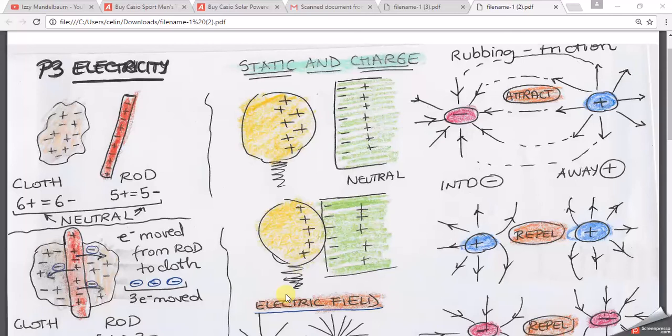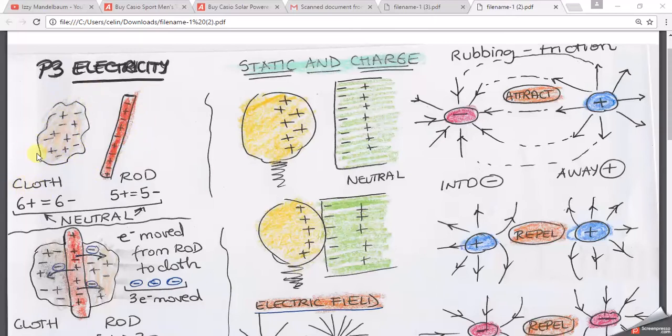This is P3 electricity test revision. The title is Static and Charge. We know this happens through friction, through rubbing things. On the left side, I put an example: we have a cloth and a rod.